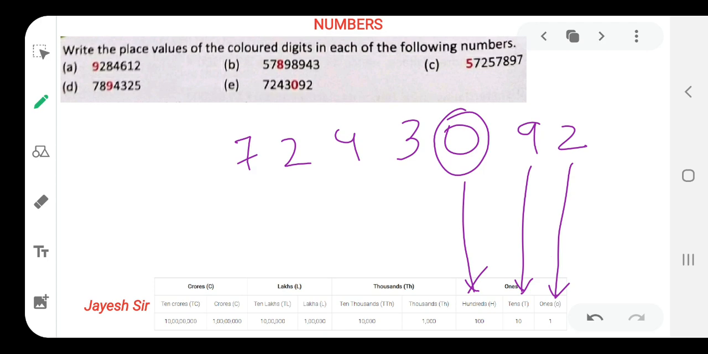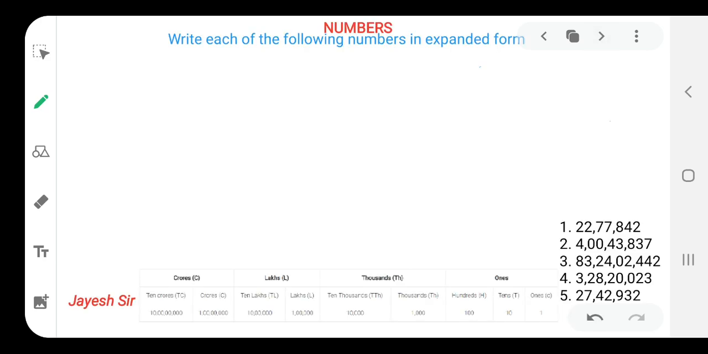So let's begin with question number 2 of checkpoint 3. What we are supposed to do is write each of the following numbers in the expanded form. We have already studied this in our previous classes, so you can do it on your own also. If you are not able to recall it, you can see my first sum and then try to solve by pausing the video.